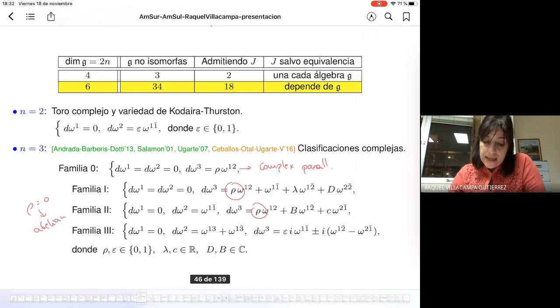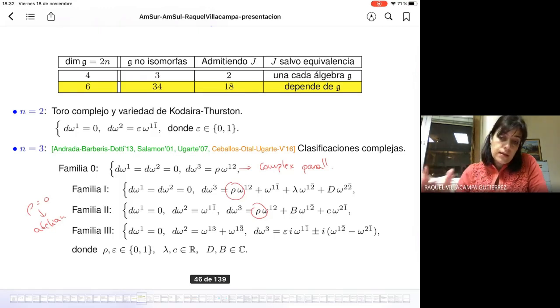Well, in fact, in this paper with Ceballos, Otal, and Ugarte, we specify exactly for which values of the parameters lambda, d, b, c we live in one of the Lie algebras in the list of Thurston.